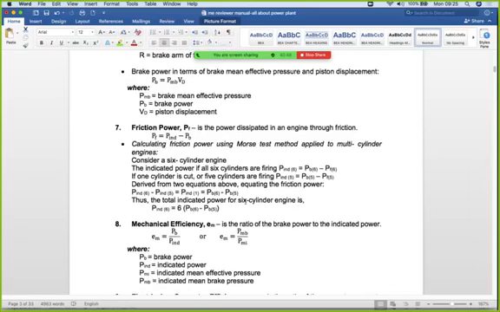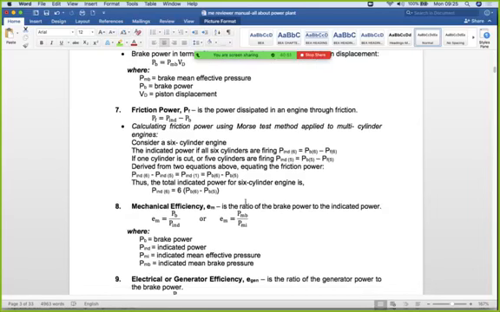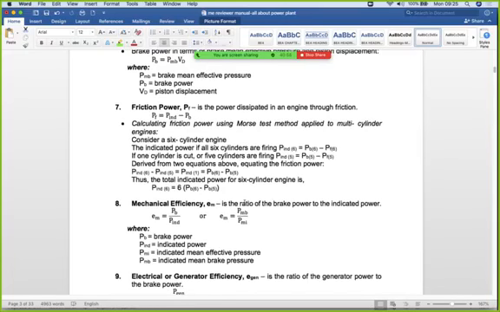So we go now to the friction power. Is the power dissipated in an engine through friction. So the friction power is also the difference between indicated power and the brake power.